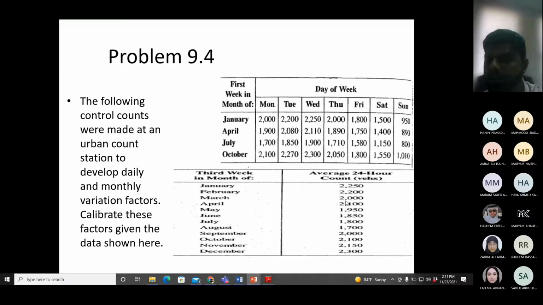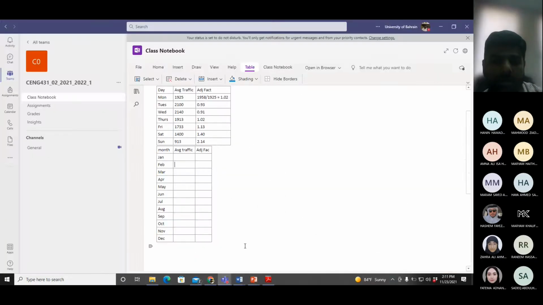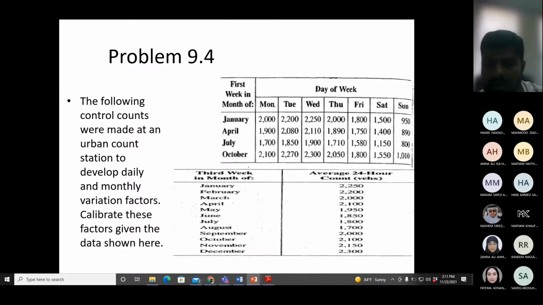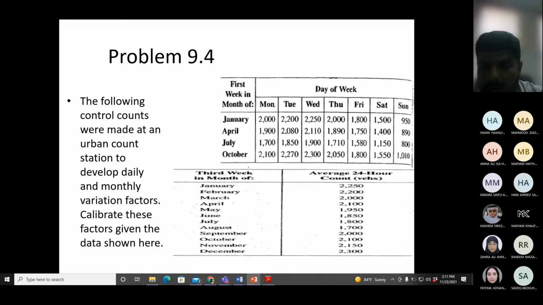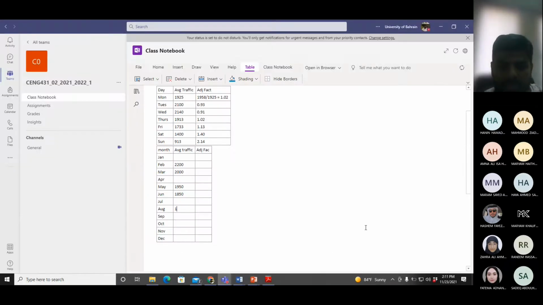March 2000, no problem. So for months for which I don't have any additional data from table 1, I'll just take the average as it is. Let me write down these values, so my life will become easier. So 2200, then 2000, then for May 1950, 1850, 1950, 17, and then 2000. Okay, 17.